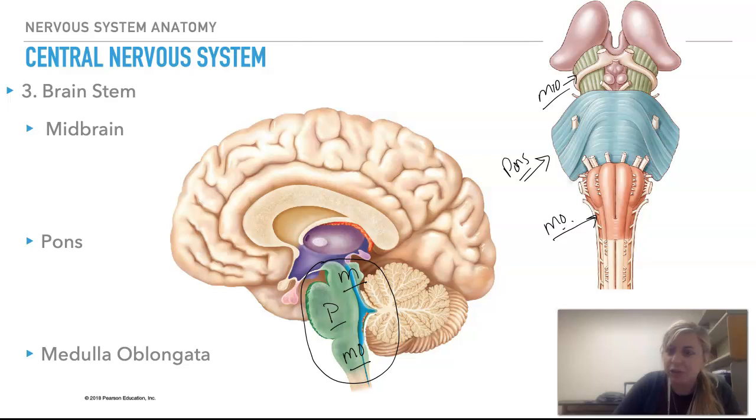And you can see a lot of the cranial nerves coming off this area, and we'll take a look at those in an upcoming lecture. But the midbrain is important for visual and auditory processing and reflexes of vision and hearing.